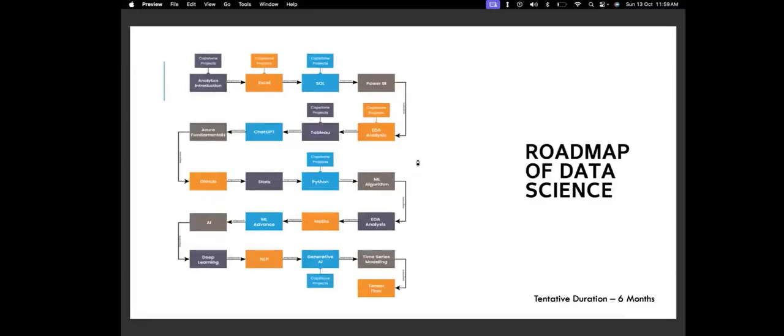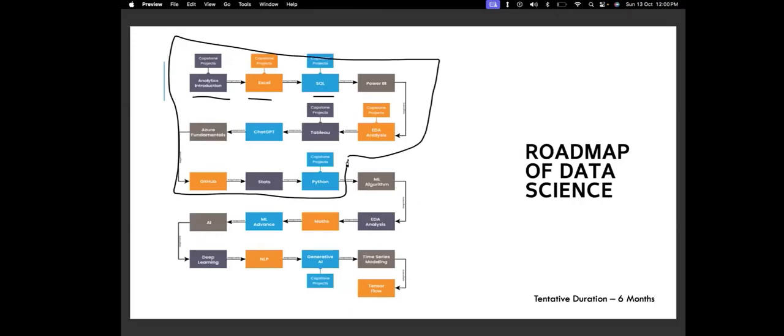Now, if you want to become a data scientist, this is the curriculum. First you have analytics introduction, you have Excel, SQL. All these things are similar. Till Python, it's very similar to a data analyst. From here, the data scientist part starts: machine learning, EDA analysis, maths, machine learning advanced, deep learning, natural language processing, generative AI, time series modeling.